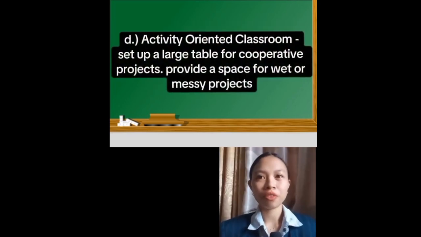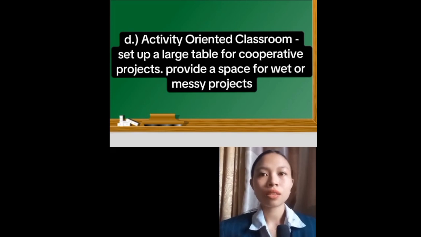And last, we also have the activity-oriented classroom. So here, set up a large table for cooperative projects and provide a space for messy and wet projects. This large table and designated spaces for hands-on activities encourage creativity. For example, in an art class, a dedicated area allows students to paint and sculpt. Okay, so that's under activity-oriented classroom.